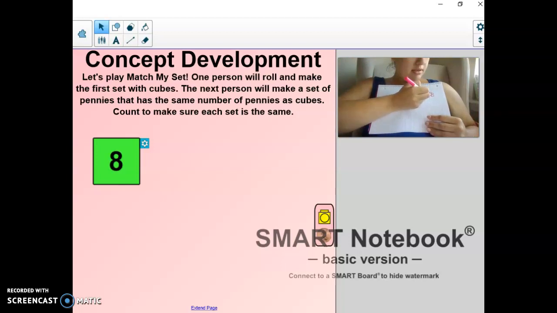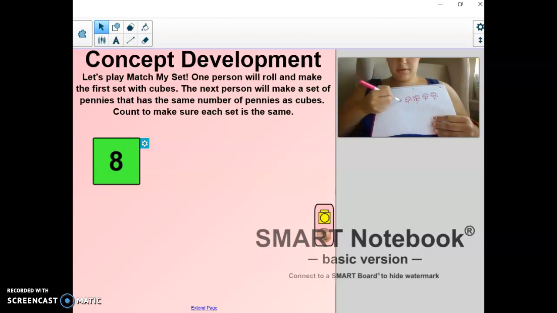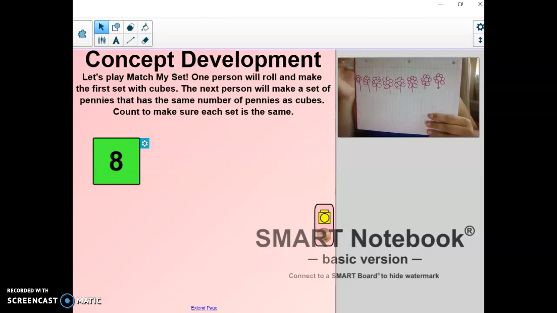One, 2, 3, 4, 5, 6, 7, 8. So there are my 8 flowers.